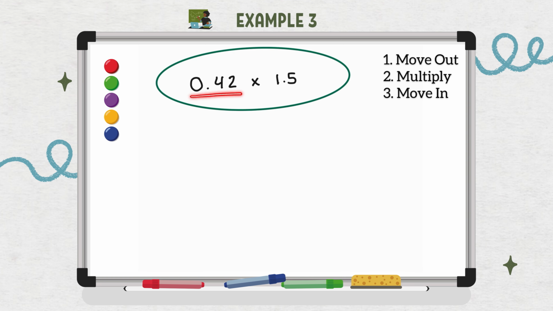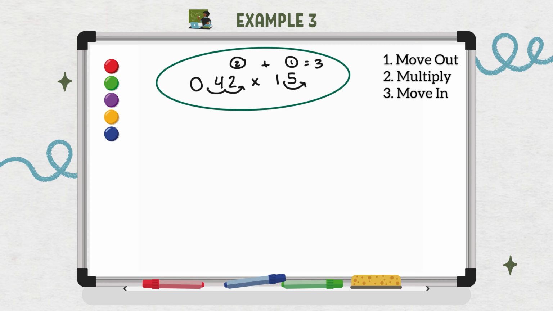Example 3. We have 0.42 times 1.5. Step 1. Let's move our decimals out. For the first number, we have to move it out once and twice. So I'm going to put 2 and circle it. The second number, we just have to move it out once. 1, circle it, add them together, that equals 3. Let's save that number for later.